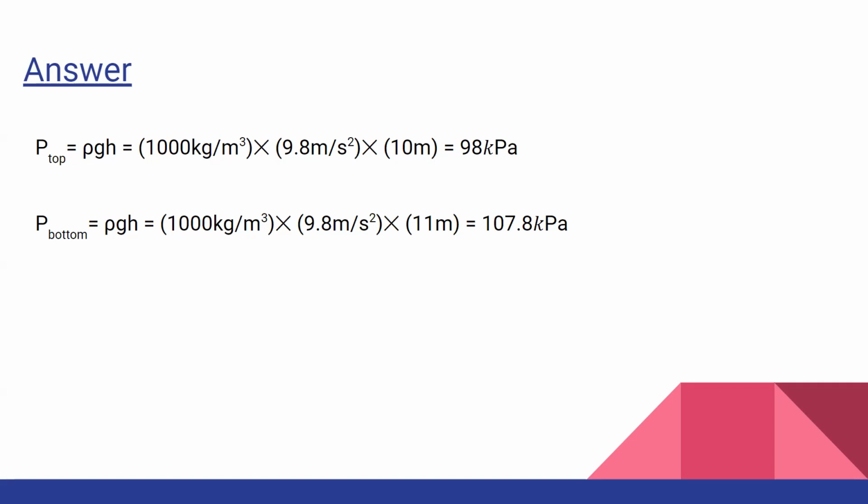So on the bottom, since we're saying that the box has a 1 meter height, the h on the bottom is not 10, but it's 11 now. So we multiply that out. So we get 1,000 kilograms per meter cubed times 9.8 meters per second squared times 11 meters. We get 1,007.8 kilopascals.